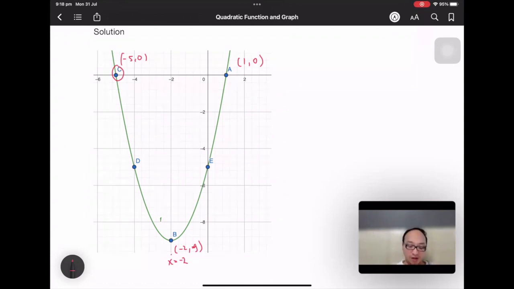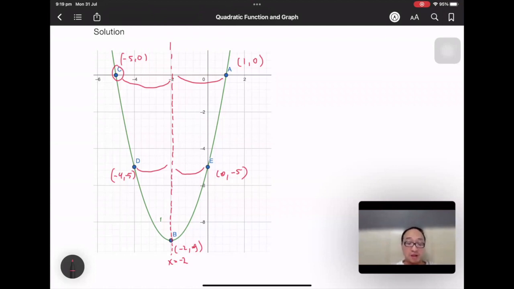Now, the x coordinate equals negative 2. I will draw the line. X equals negative 2 is always at the midpoint of the two coordinates along the graph at the same y values. See, D is (-4, 5), yeah, negative 5. E is (0, -5). So on the same y values, the line of symmetry is at the midpoint.